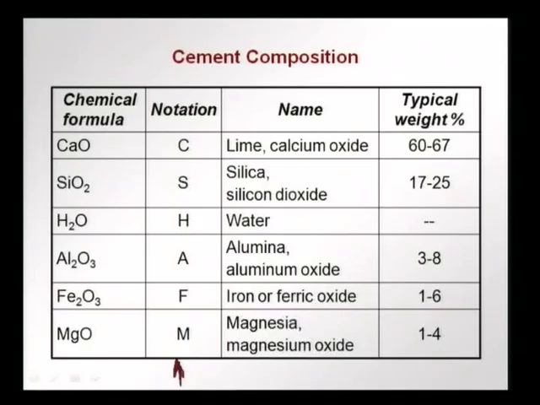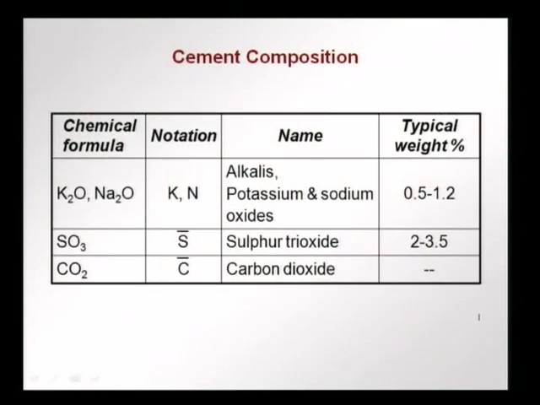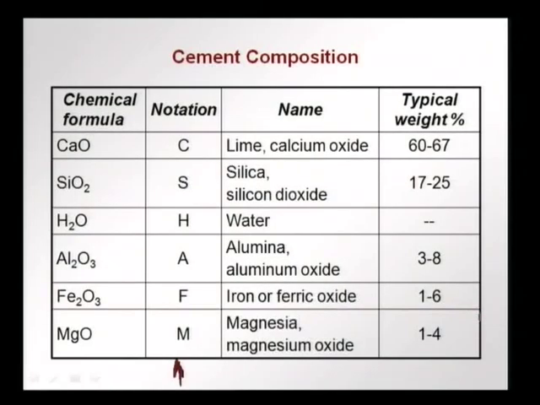Cement has a very high percentage of calcium oxide, about 60 to 70%. Then we have silica 17 to 25%, and then alumina, iron oxide, magnesium oxide, other alkalis like potassium oxide and sodium oxide, and some amount of sulfur trioxide. And as I mentioned, here you have the cement notations.